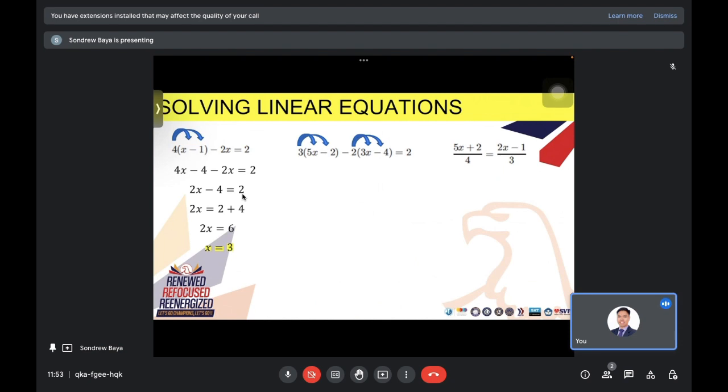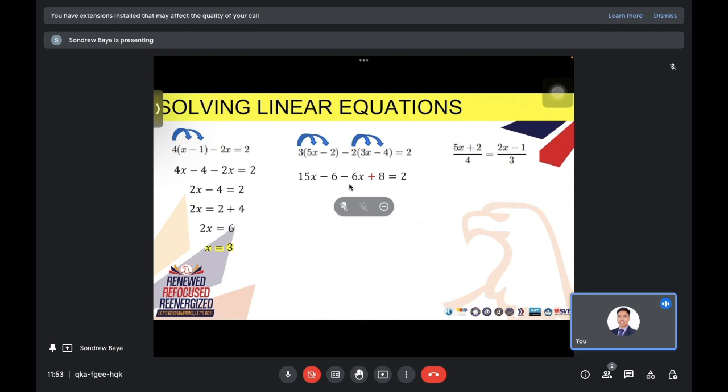For the second one, we need to be careful with this. Why? In the first term, it's okay because this is positive. So 3 times 5x, 3 times negative 2 will give you 15x minus 6. However, for the second one, take note this is minus 2. So what we are to distribute to 3x and minus 4 is not positive 2, but rather negative 2. So negative 2 times 3x is negative 6x. Negative 2 times negative 4 is positive 8. You have to be careful with this.